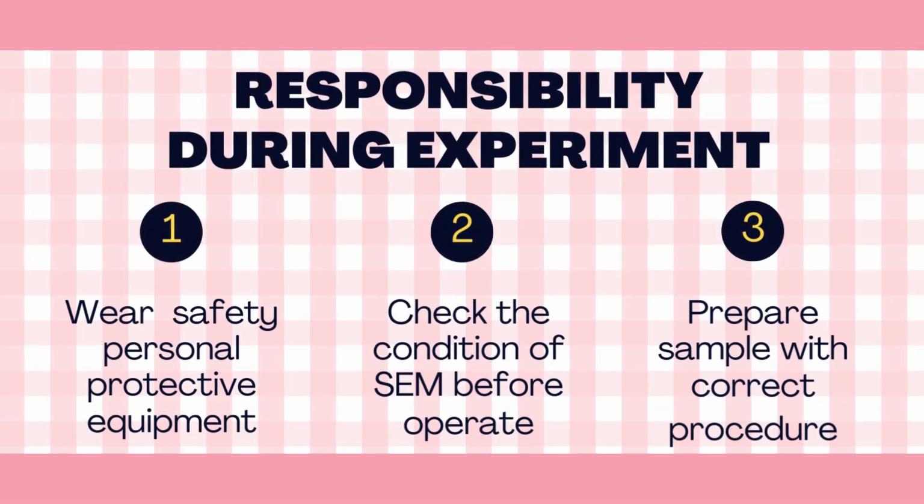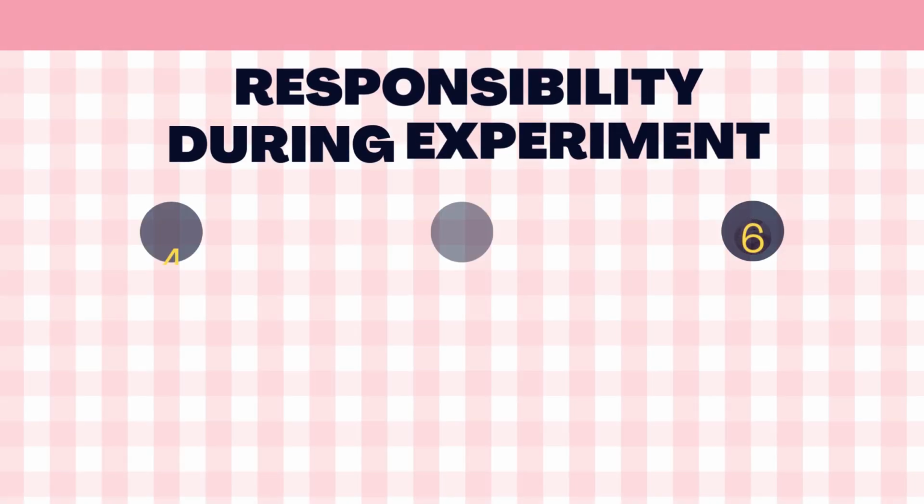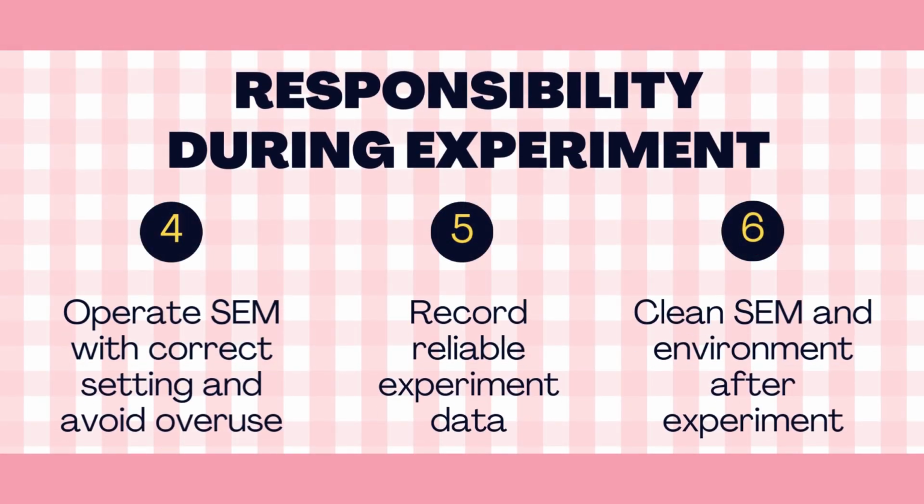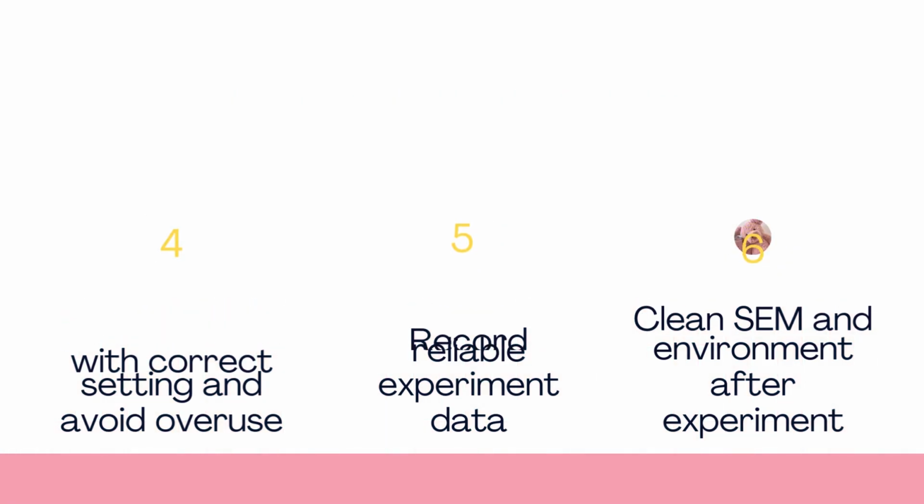The first three responsibilities during the experiment are wear safety personal protective equipment, check the condition of scanning electron microscope before operating, and prepare sample with correct procedure. Then another three responsibilities during the experiment are operate scanning electron microscope with correct setting and avoid overuse, record reliable experiment data, and clean scanning electron microscope and environment after the experiment.